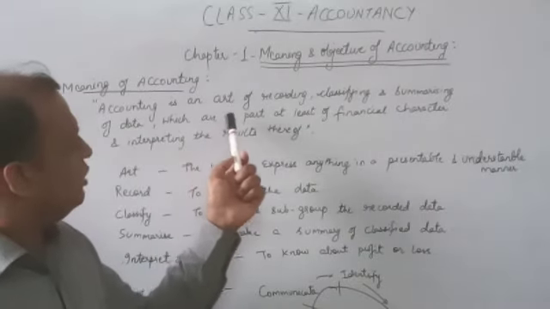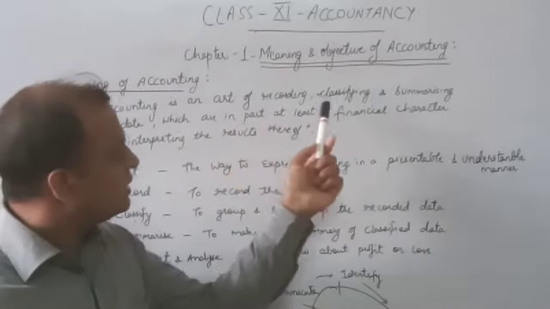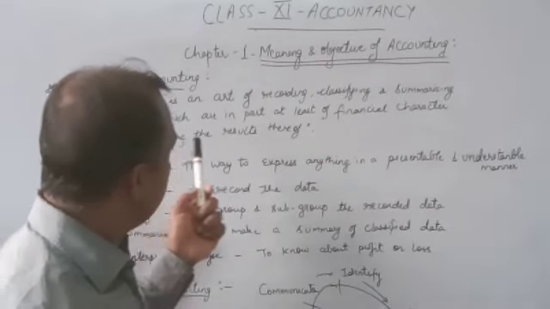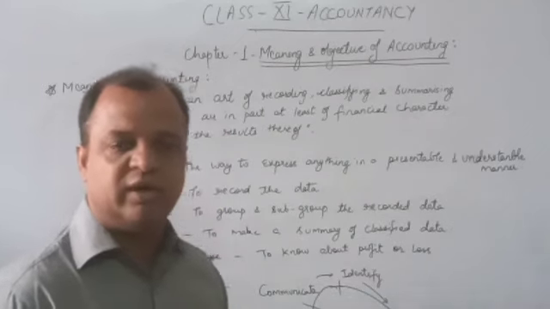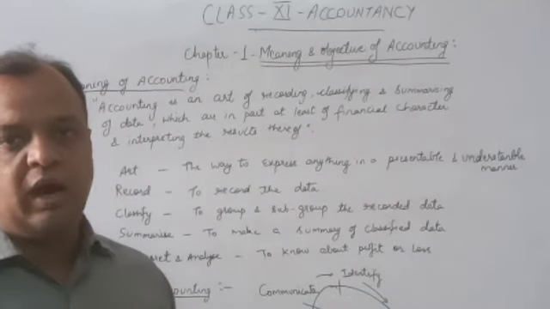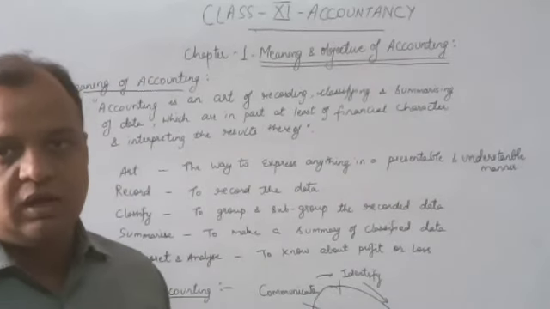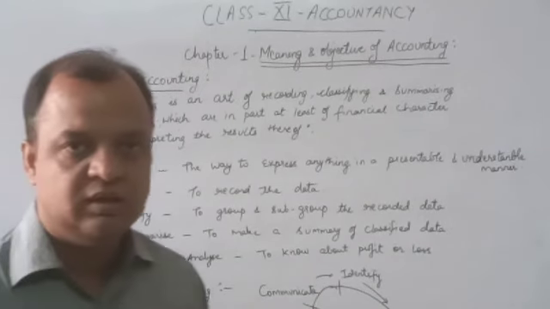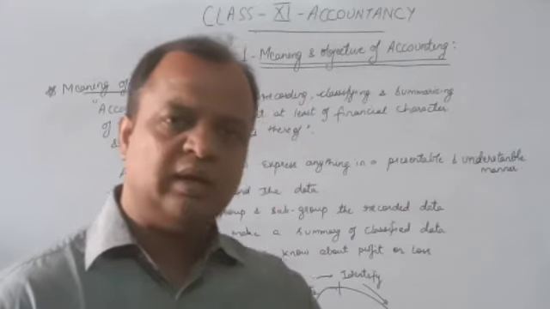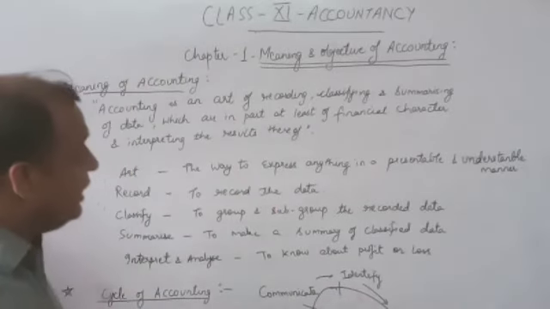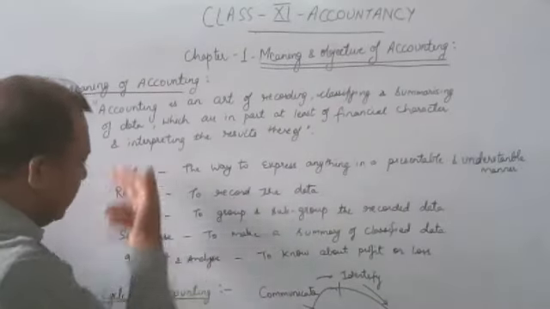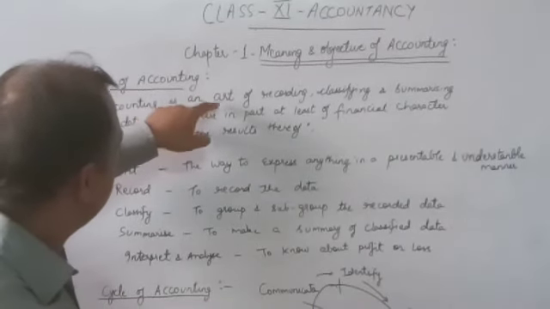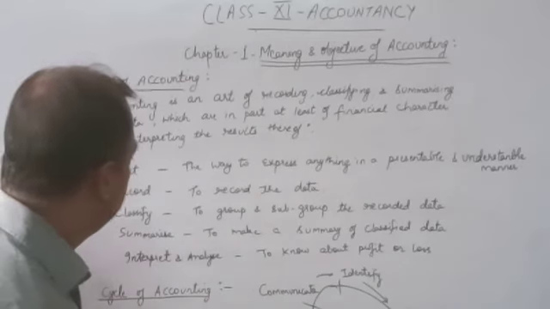accounting is an art of recording, classifying and summarizing of data which are in part at least of financial character and interpreting the results thereof. I hope the definition which has been written might not be clear. To make it clear, I am splitting these words in a different manner to make you understand. Let us take the first word from this definition, art.